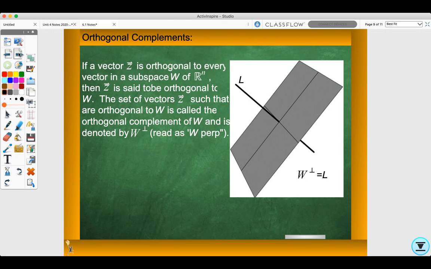Orthogonal complements. If a vector z is orthogonal to every vector in a subspace W of Rn, then vector z is said to be orthogonal to W. The set of vectors z such that they are orthogonal to W is called the orthogonal complement of W and is denoted with W to the perpendicular, read as W perp.